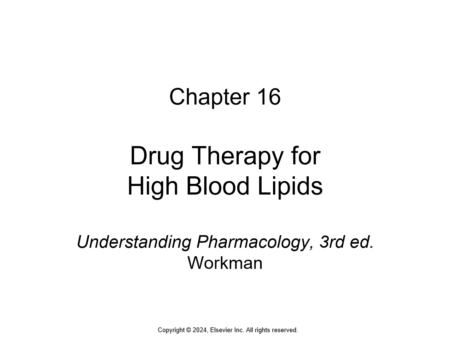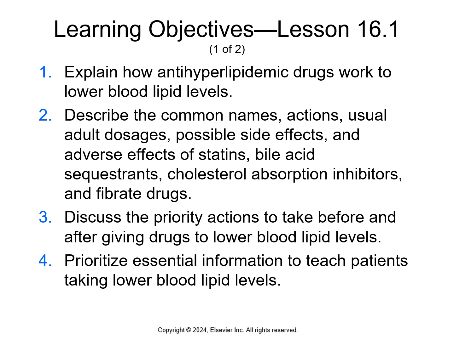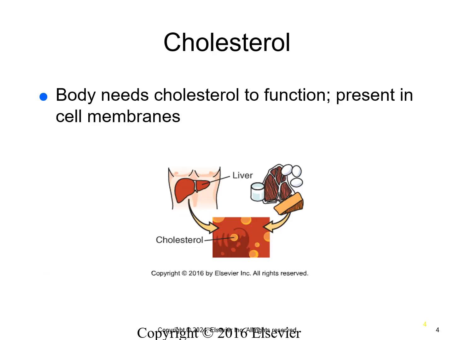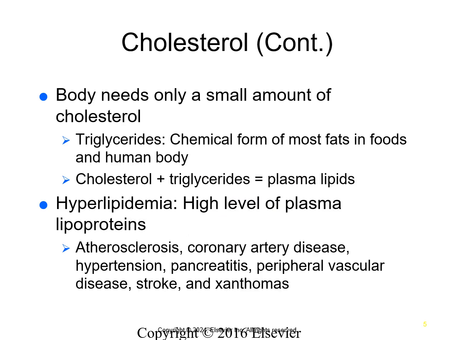Chapter 16 is drug therapy for high blood lipids or cholesterol levels. So cholesterol, it's a fatty, waxy material that the body needs to function. Cholesterol is produced by the liver, and it's also in foods that we eat. Our body uses cholesterol to produce hormones, vitamin D, and bile acids that help us digest fat. The body only needs a small amount though.